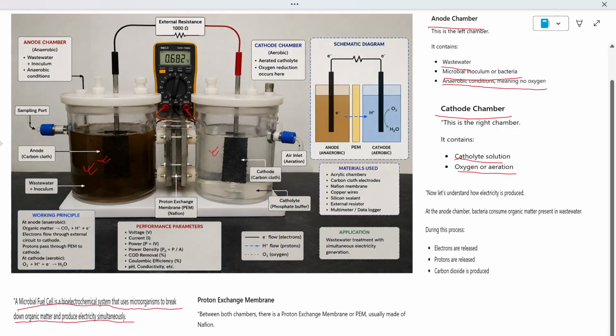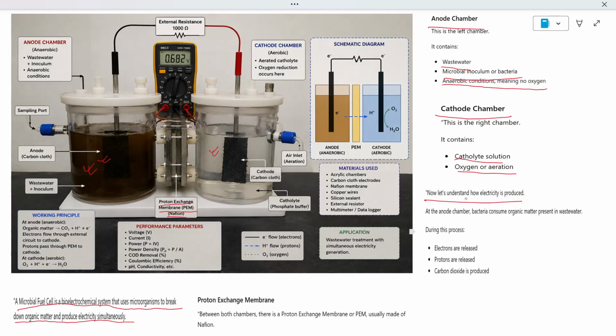Now let's come to the proton exchange membrane, that is, PEM. Between both chambers we can see there is a proton exchange membrane, or PEM, usually made up of Nafion. We can use other materials also. Mainly it allows protons, or hydrogen ions, to move from the anode chamber to the cathode chamber while separating the liquids. Now let's understand how electricity is produced, basically the working principle.